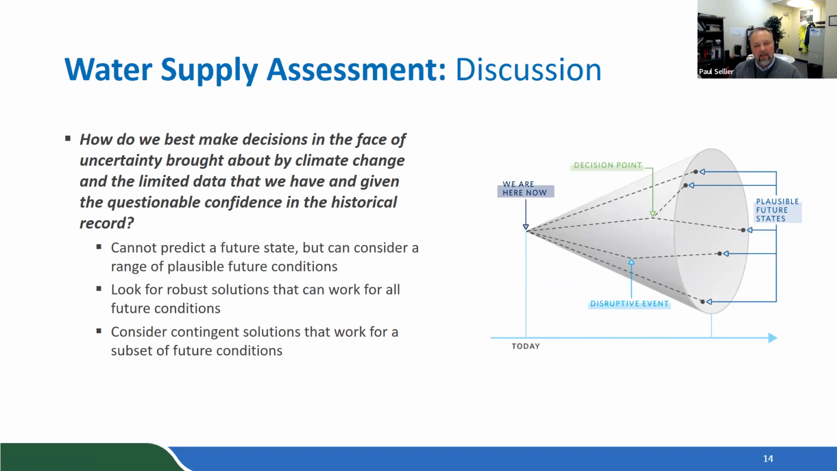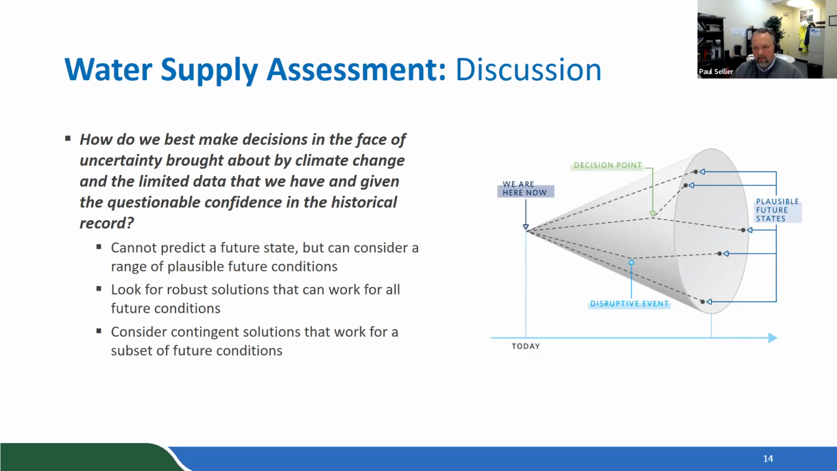And again, this is really what the premise of the water supply assessment is designed. The process that we're using is really designed to try to take this into account. And this is the sort of theory of this cone of uncertainty, where we can't really predict what the exact future state is going to be, but we can come up with a range of plausible future states. And then we can try to look for robust solutions that work for all of those states.